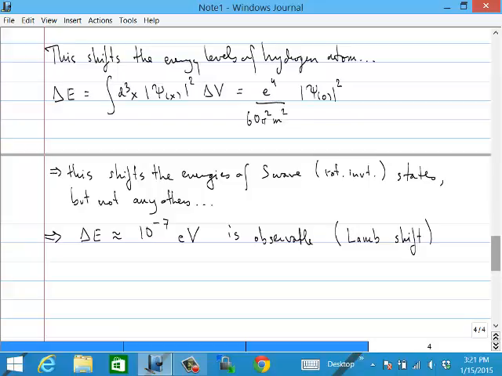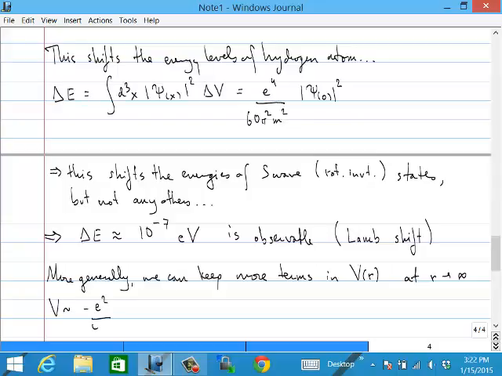And more generally, we can keep more terms in V of r at large radius to get higher and higher corrections to the Coulomb potential. And just for fun, let me write down for you, I'm not going to do the calculation. I think it's not that hard, actually. It's just a Fourier transform. I'm not going to bother to do it.